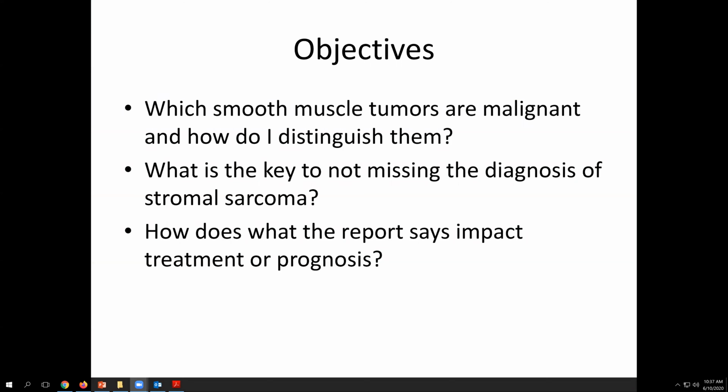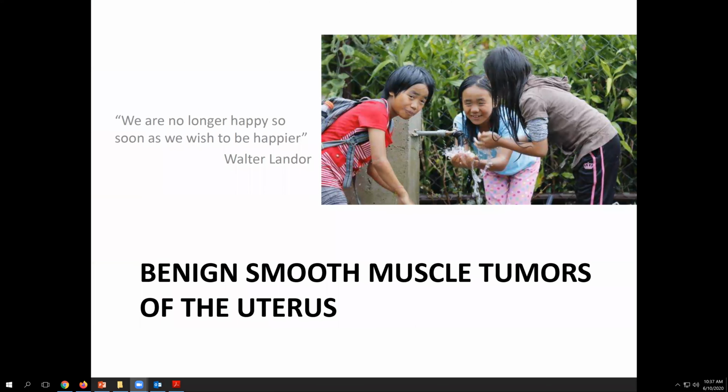So we want to start with the benign smooth muscle tumors. And first off, want to acknowledge the great resource from Drs. Clement and Young. Some of the images from their textbook I will be using rather liberally to illustrate the points in this lecture.